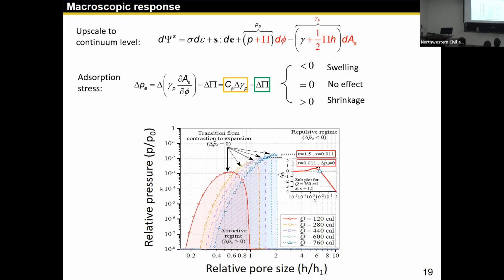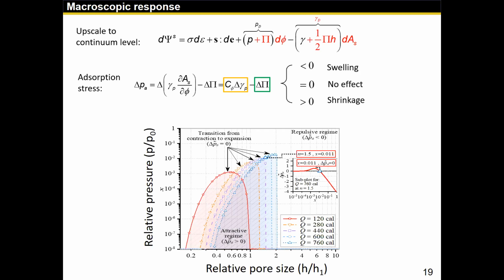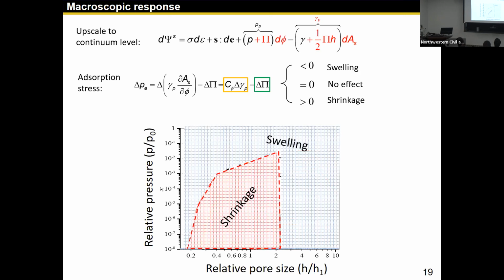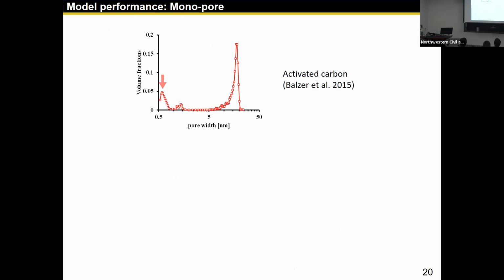Then you move on and you can plug in some regular parameters into the swelling-contraction phase diagram, as a function of relative pressure and relative pore size. These are too detailed, but roughly, you can see the shrinkage regime shows up for small pore size and low relative pressure. Beyond that region, it's swelling. Then we can put it to further quantitative analysis.